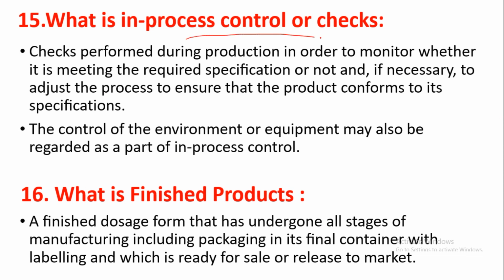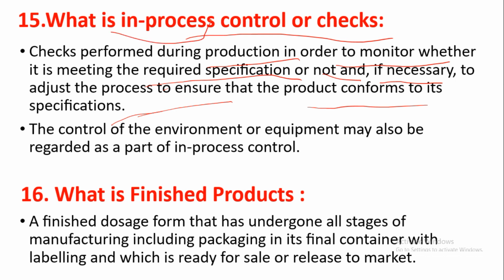What is in process control or checks? Checks performed during production in order to monitor whether it is meeting the required specification or not, and if necessary to adjust the process to ensure that the product conforms to its specification. I hope this is clear. I have also mentioned these things in the part 1 video. If you have not checked, please go and check those videos.